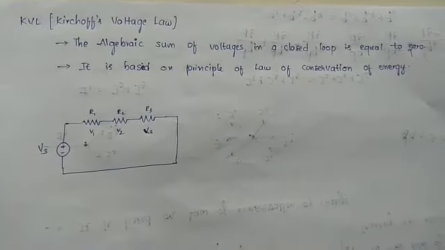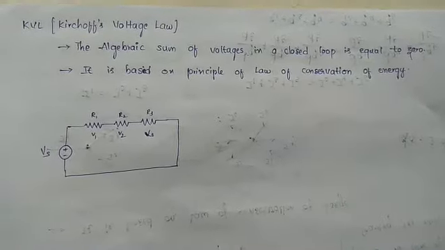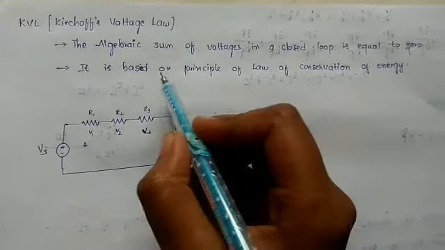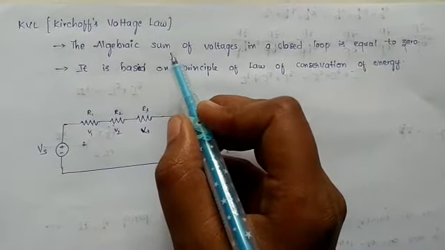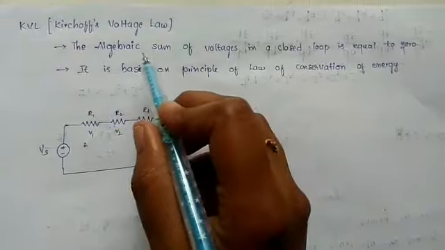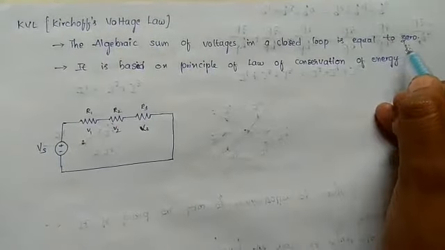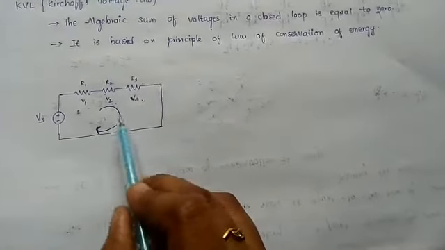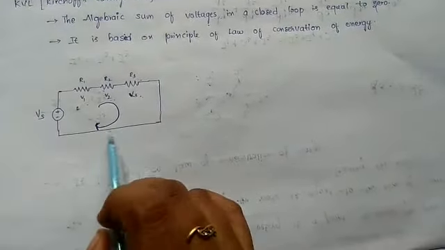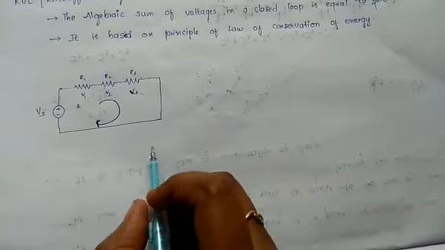And this is Kirchhoff's second law, Kirchhoff's voltage law. The definition of Kirchhoff's voltage law is that the algebraic sum of voltages in a closed loop is equal to 0. Now, to write a KVL equation, we have considered the clockwise direction.